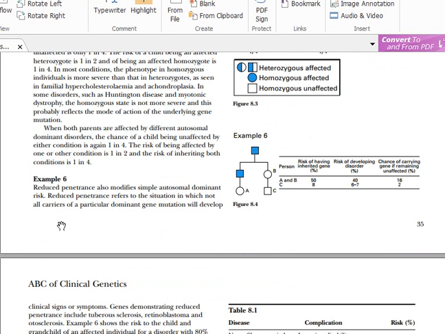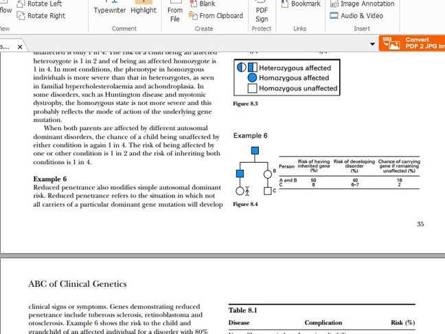So example 6. In example 6 now, we say that reduced penetrance also modifies simple autosomal dominant risk. I've always explained that. In this example 6, they are just telling you that this father here has the disease, and then the son of the father is also going to have the disease, but the other family members in the autosomal dominant group are not having the disease. Why? It's because of the penetrance.